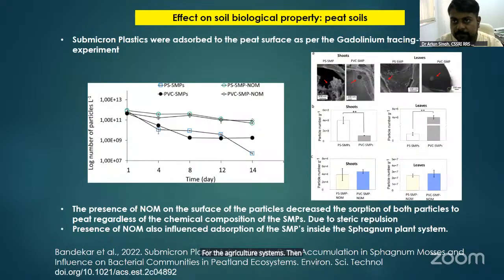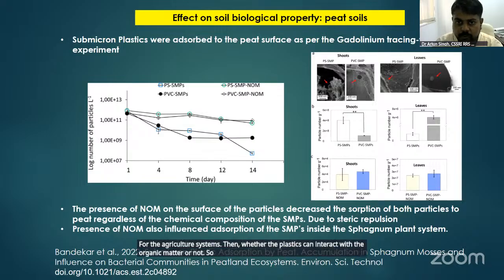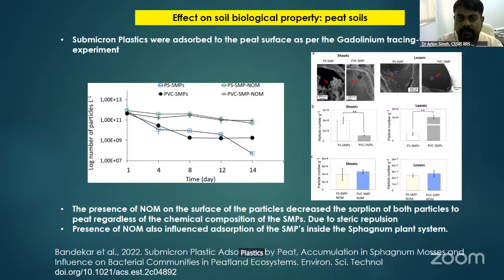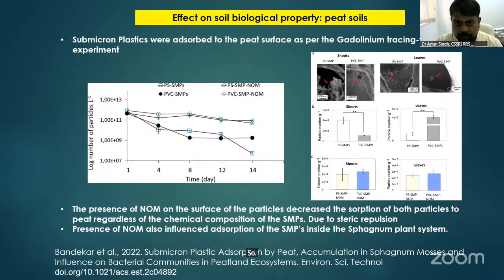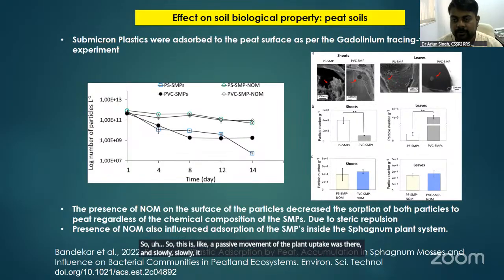Then whether the plastics can interact with the organic matter or not. This study shows that definitely plastics can interact with the naturally occurring organic matter, and further they can be taken up by the plant system as well. So this is a passive movement of plant uptake, and slowly it can build up in the shoots and the root system of the plants.